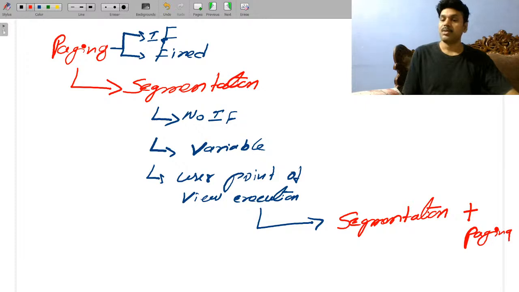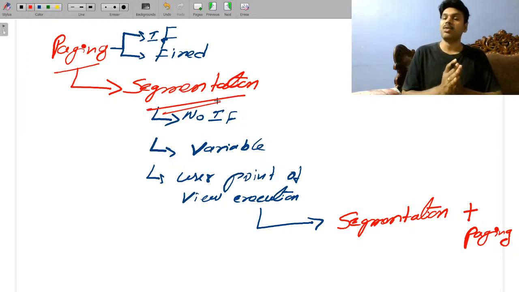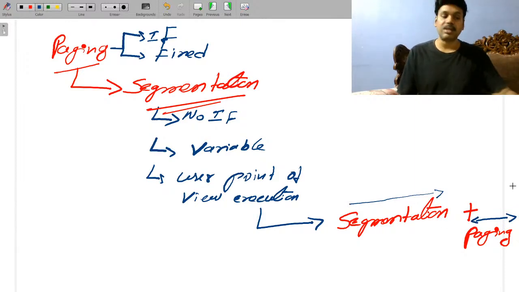We are using segmentation plus paging. That means we are trying to see the combined features of your paging and the combined features of your segmentation, together, which we are using nowadays. What is that? Segmentation with the paging concept. We do variability as well as we do what? Fixed. So why are we doing that? I will tell you.